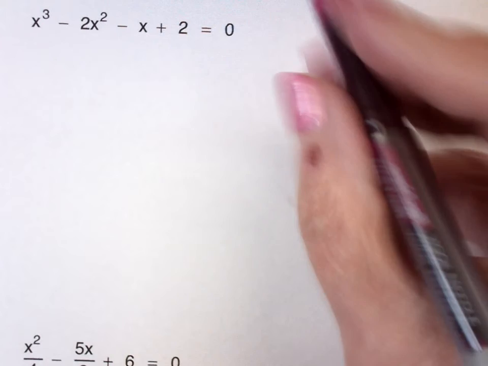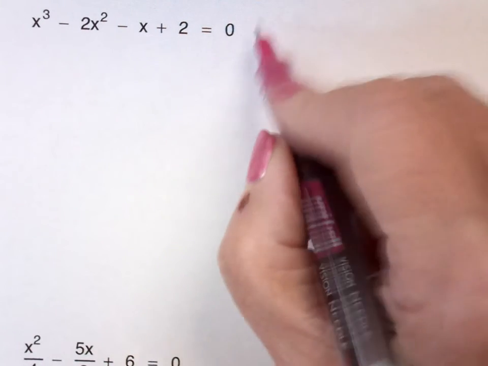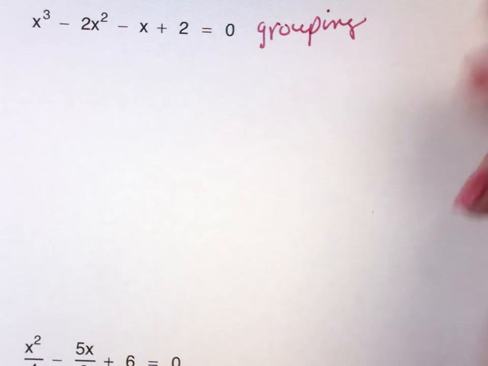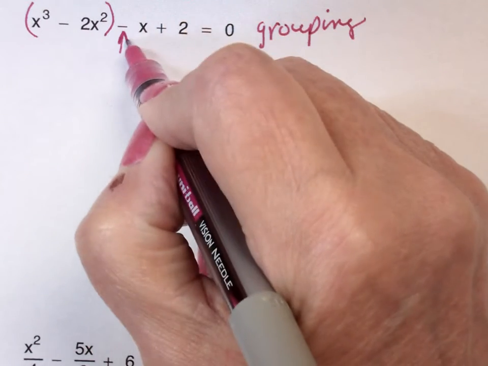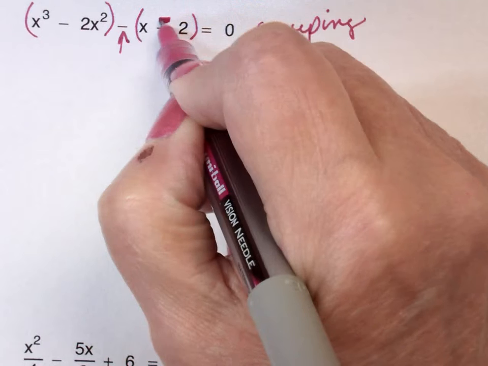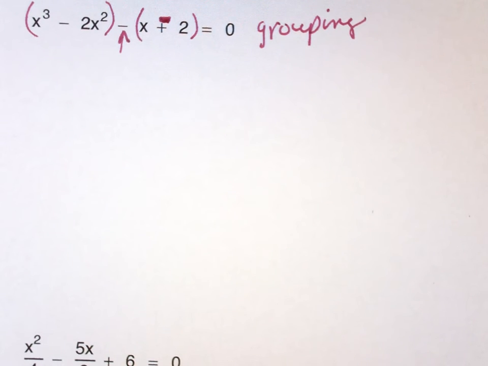What is this guy? Grouping. How do I know it's grouping? Because there's 4 terms. So first 2, there's a minus sign. So when I put my parentheses, that plus changes to a negative.